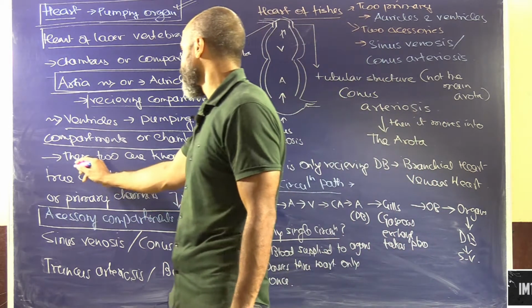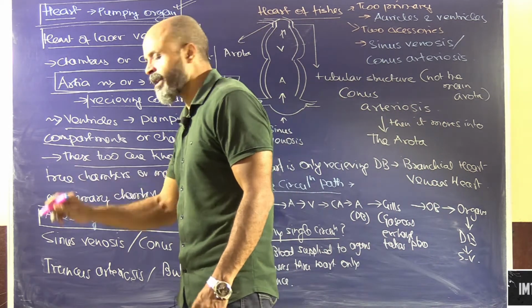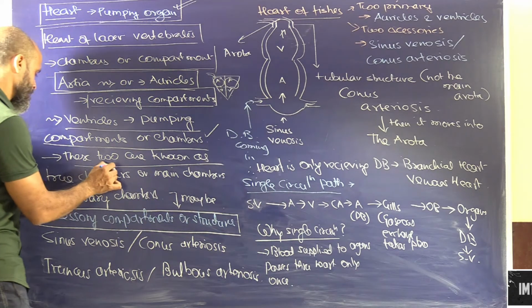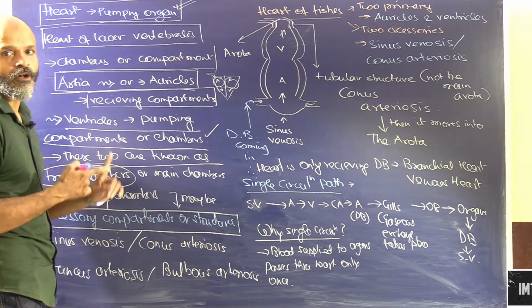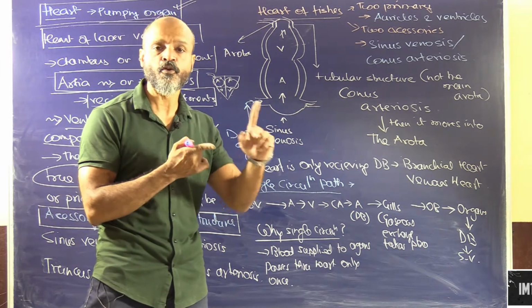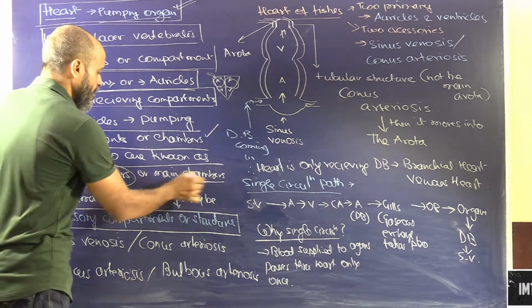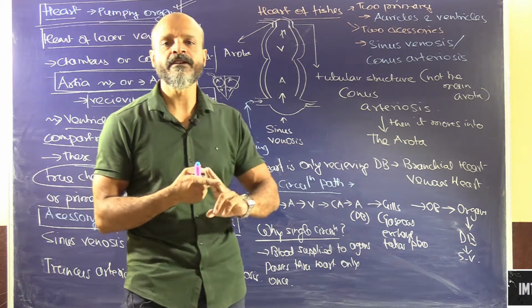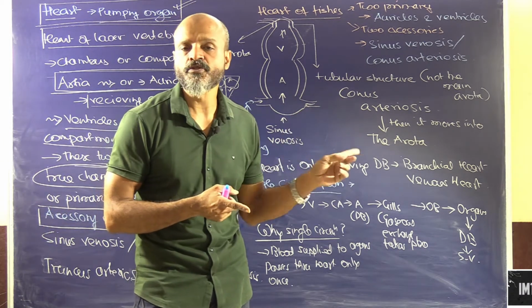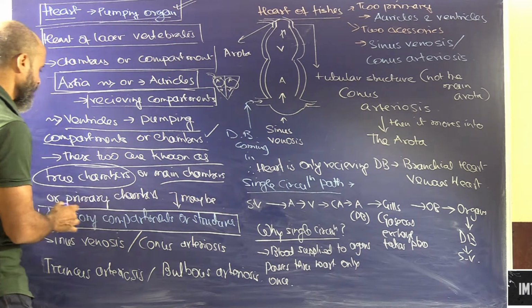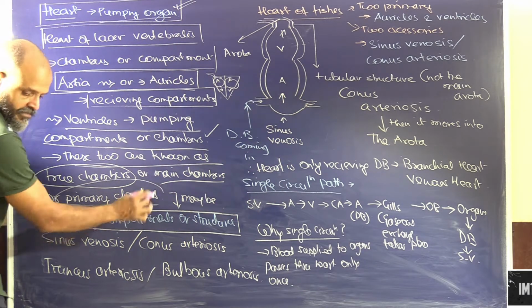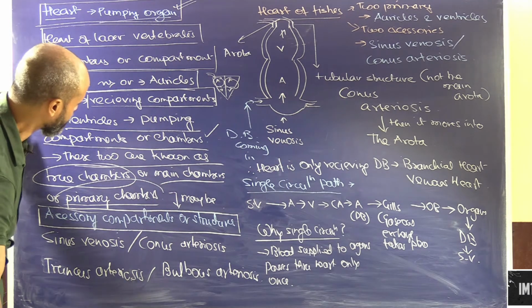Okay, now these two, auricles and ventricles, are known as the true chambers of the heart or main chambers. Auricles and ventricles together are known as the true chambers or main chambers of the heart, or they are also known as primary chambers. So these are the different names by which they are known.